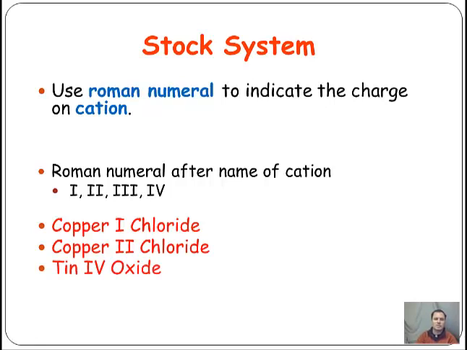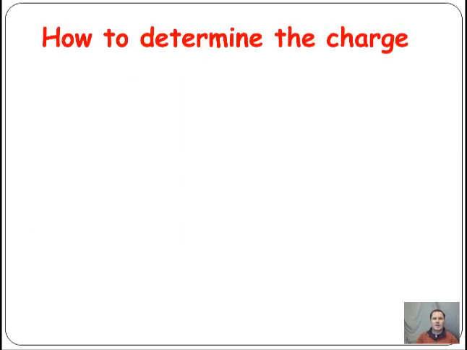Here's another example. Tin 4 oxide. Hopefully by now you all know your Roman numerals. If not, come see me and I'll help you with that. Alright, so the first thing we have to do before we can determine how to write the name is we got to determine the charge in the atom. The way we do this is by doing a reverse crisscross. So let's do this example.